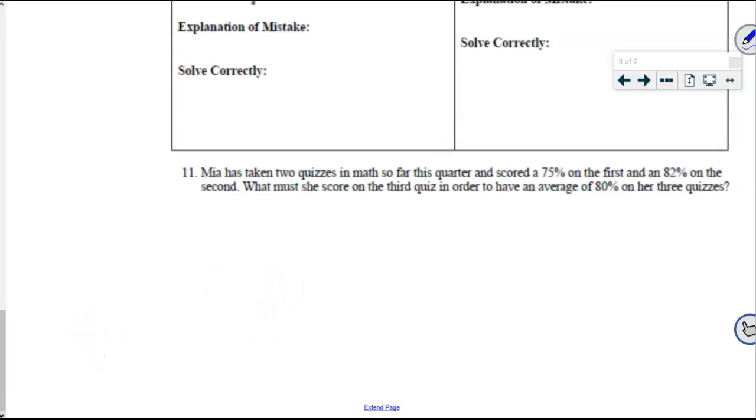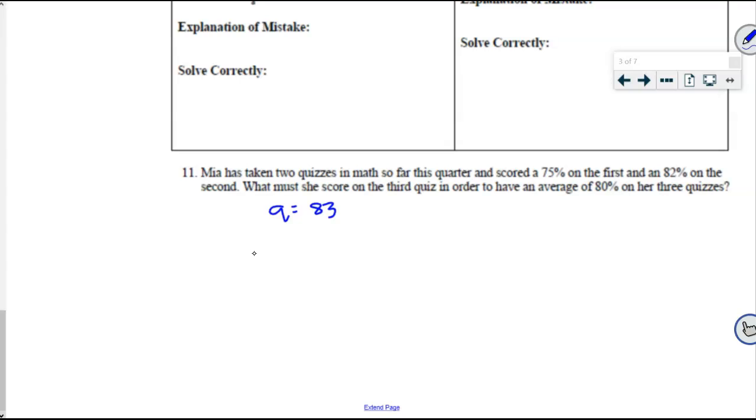Ready, set, go. Okay, did you get that the third quiz score has to be an 87%? Good, you shouldn't have. Did you get that the quiz score has to be an 83%? Okay. Good job. If you got that it was supposed to be an 83%, then you did it correctly.